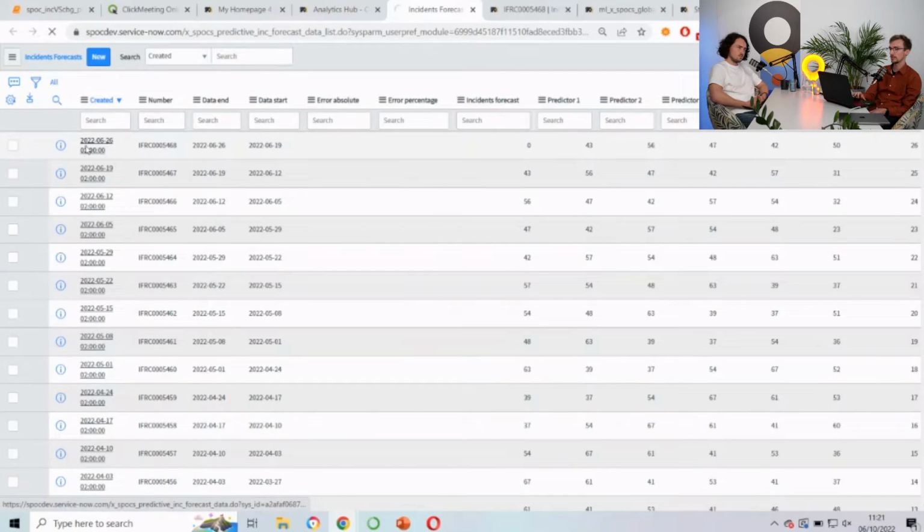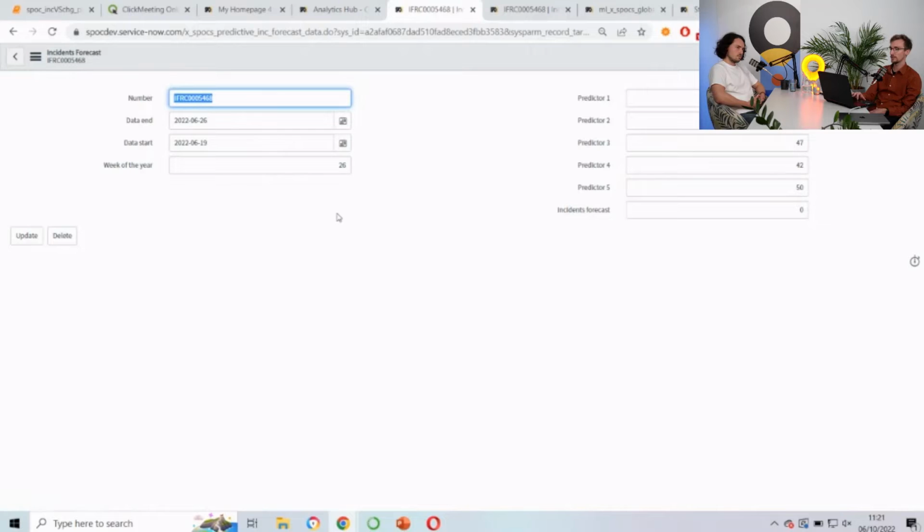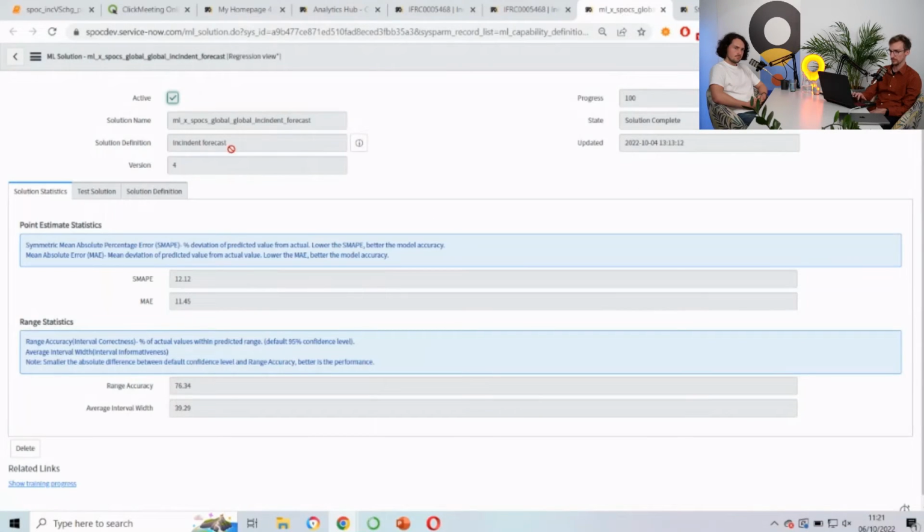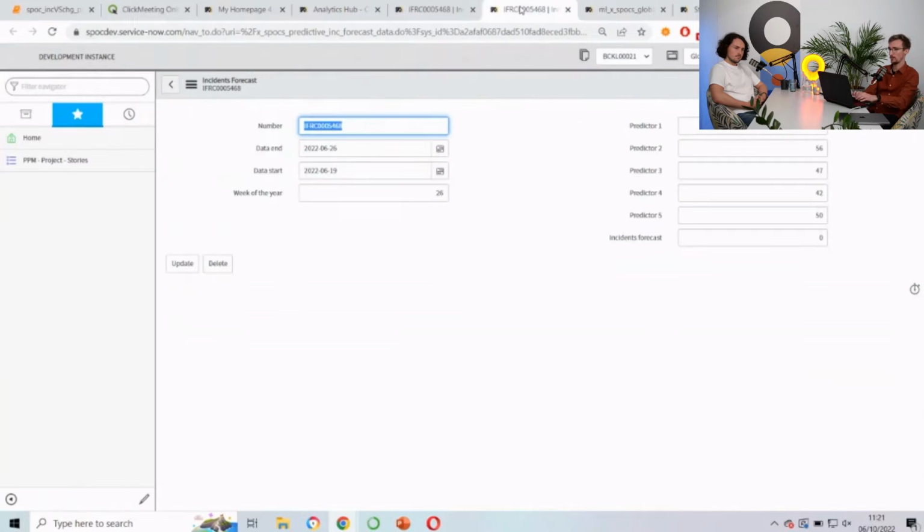This is the table that we created. This is the form of record, and based on that, we trained the model right here. This is our solution. I will navigate to the Predictive Intelligence homepage.